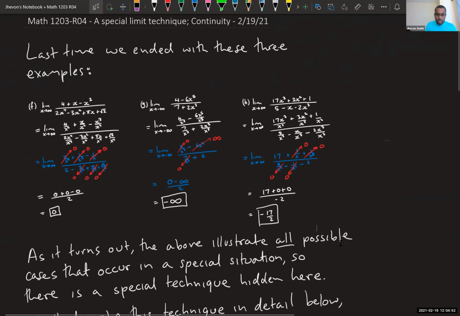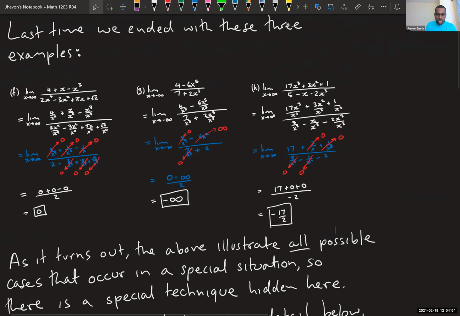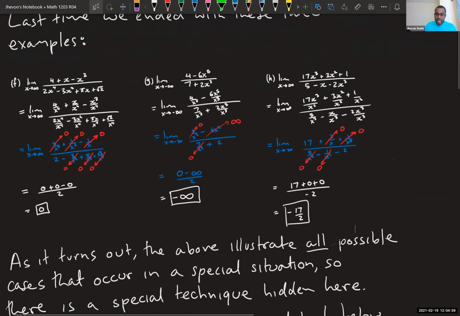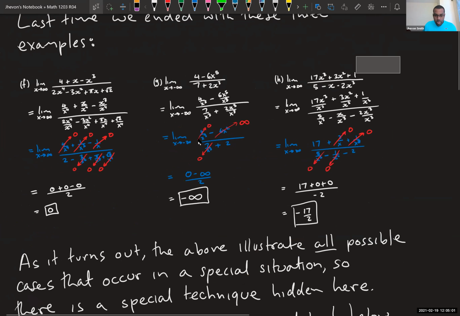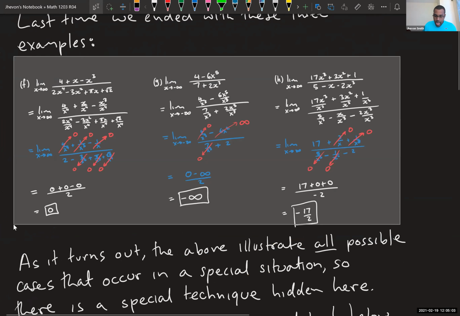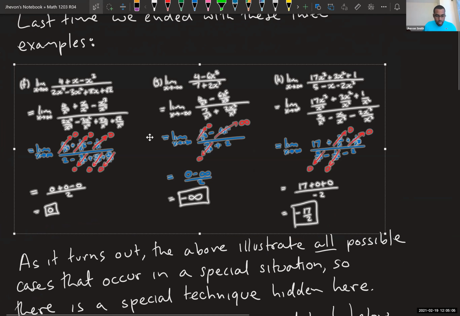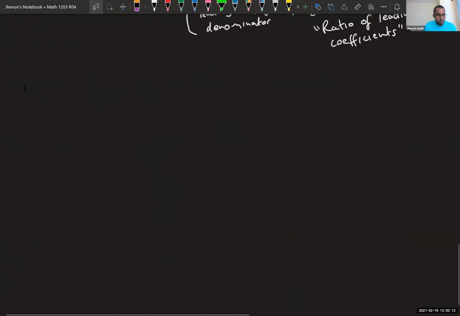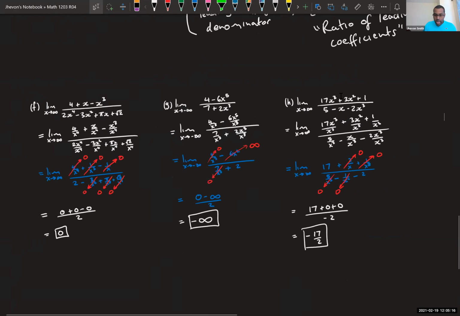And that's all possible cases. There's never going to be any other situation for this type of limit. So you see these guys, there's only one of 3 things that they could be. And what I will take the opportunity at this point to do is to maybe redo them, but redo them in the cool way.